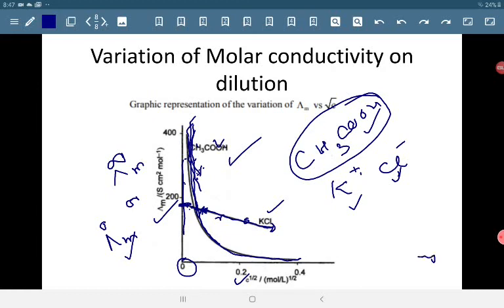And as I told you, this graph goes this way. It is not meeting this axis. So how to find the value of molar conductivity at 0 concentration for weak electrolyte? This is found out by an indirect method which is based on a law called Kohlrausch's law.